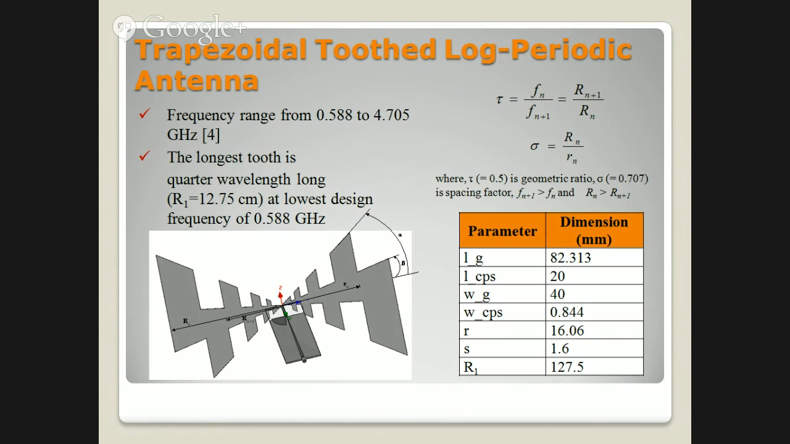Now this transition is connected vertically to this antenna, a trapezoidal tooth log periodic antenna. This antenna has been taken from one of the references, and the frequency range is 0.588 to 4.7 gigahertz. The longest tooth is a quarter wavelength long at the lowest operating frequency, and the remaining teeth are decided by these two equations. The design parameters of the transition and the antenna are shown in this table.